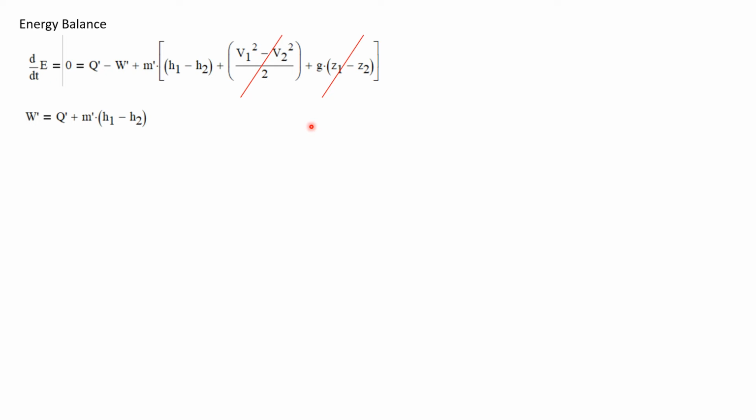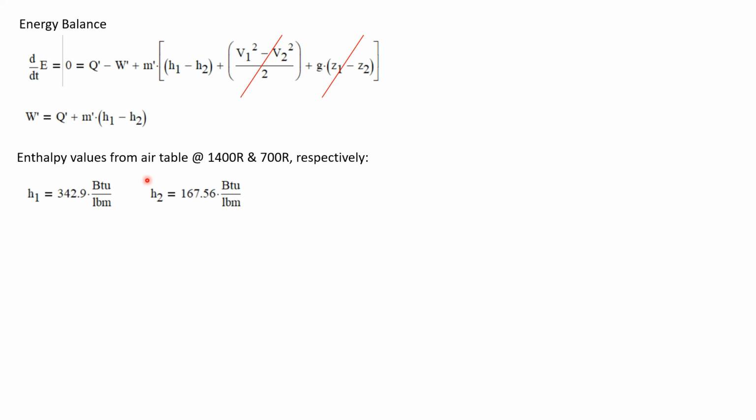We can solve this problem with just the open system energy balance. We know that dE/dt is 0 because it's operating at steady state, and that's equal to Q dot minus W dot plus m dot times the change in enthalpy plus the change in kinetic energy plus the change in potential energy. Now we're ignoring potential and kinetic energy effects, and so we can rearrange this equation and solve for the power output. It's just Q dot plus m dot times the change in enthalpy.